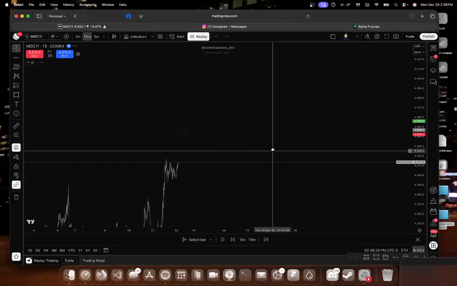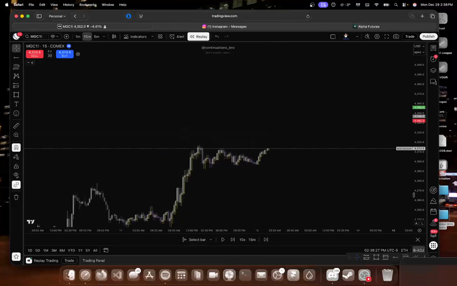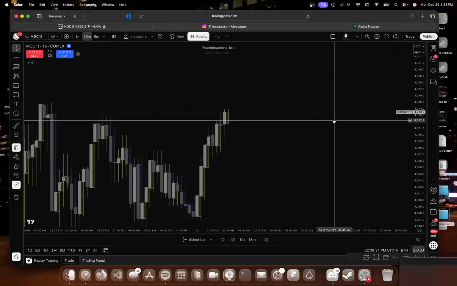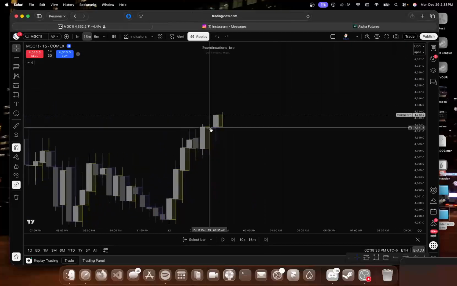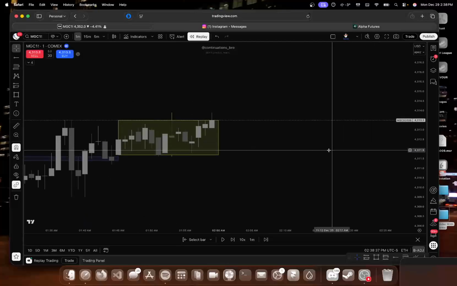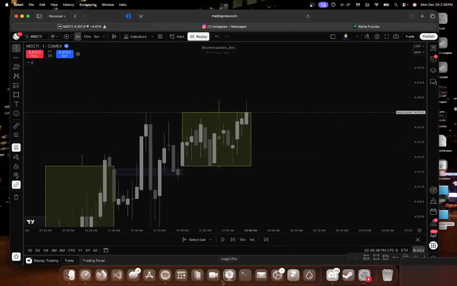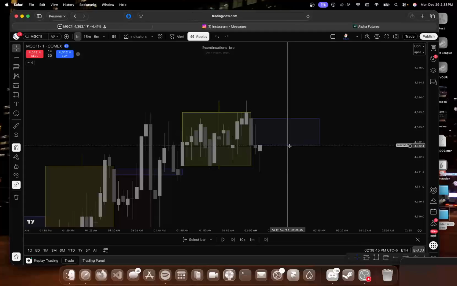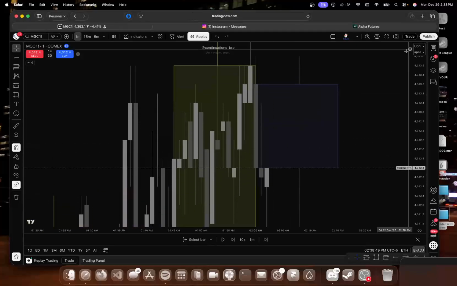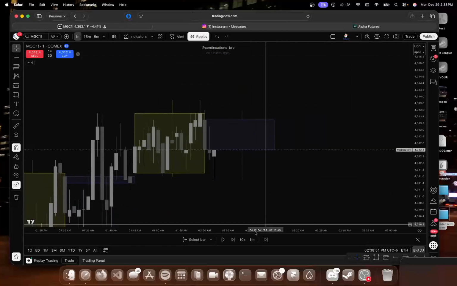We'll do 2 a.m. All right. Oh, here we have a CISD right here. Close above this bearish candle. So now I want to see down close. I would not take that just because we didn't close above, we closed at the open.